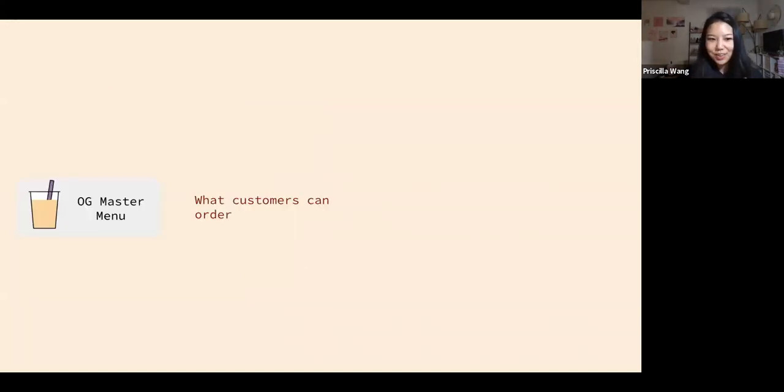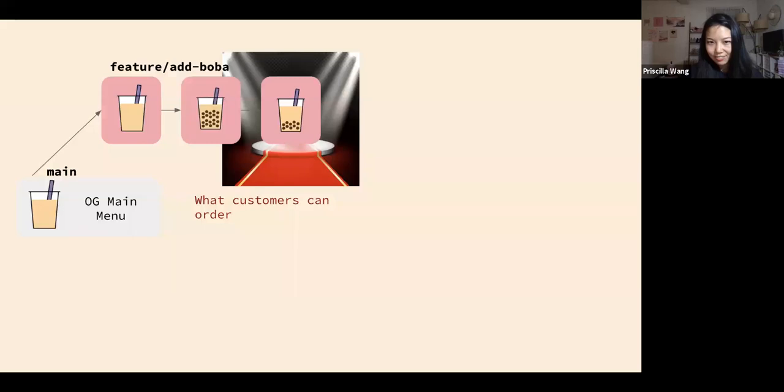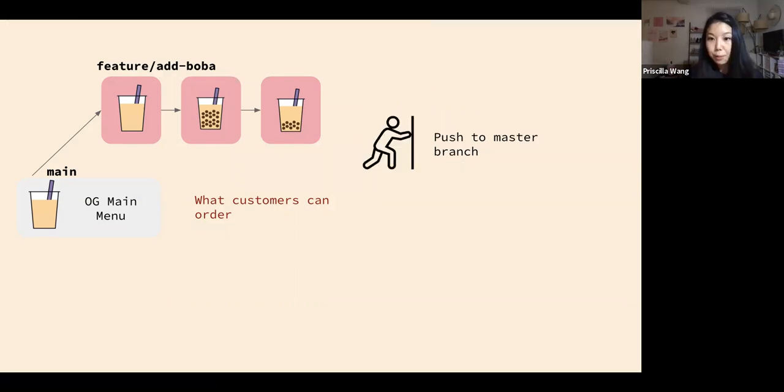Apologies. All right, so main menu, right? We talked about the main menu. We talked about branching out. So with branching out, we added the boba, tested out the recipes, and it's good, right? And then we're gonna stage it, which is essentially saying, hey, ta-da, we're ready to commit this to the main menu. Take a snapshot, which is also called committing, and then add a commit message. And then we're gonna push back to the main branch.